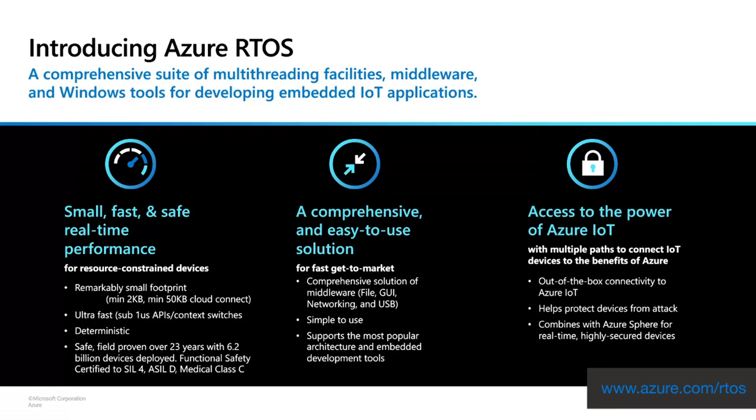And so that means that these products and components are suitable for use in functional safety certification, whether that's automotive, industrial, medical, or anything that needs that level of certification. In addition to the core principles of small, fast, and safe, Azure RTOS is a comprehensive, easy to use solution as well. So we have all of these middleware components in addition to the kernel. And then we also have support for most of the popular embedded architectures and development tools.